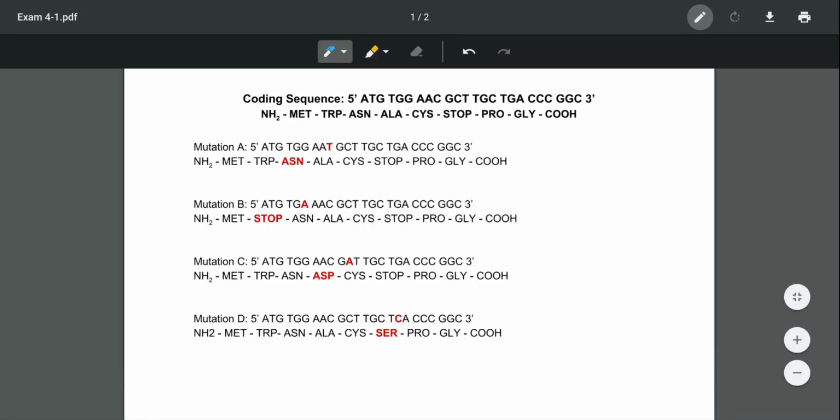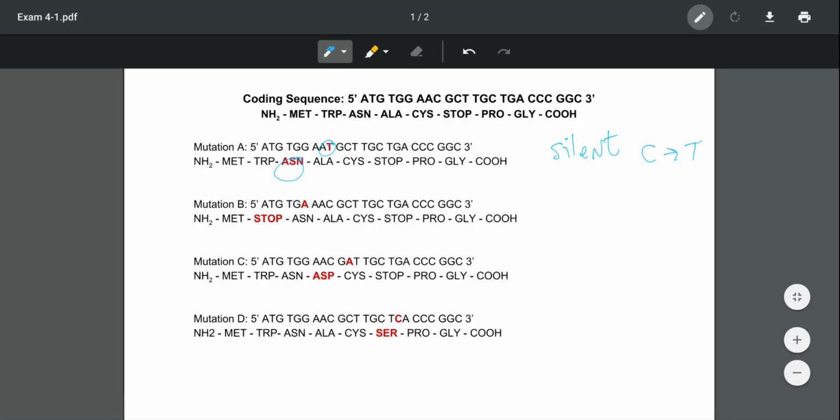So starting with mutation A, you're going to notice that we go from cytosine to thymine. Now, cytosine to thymine is what we're going to call a transition mutation. Looking at the amino acids, we go from asparagine to asparagine, which means it's going to be the same amino acid. In terms of our train, we're going to have the same boxcars and freight, so the train is going to have the same purpose. Since it's the same amino acid, this is going to be what we call a silent point mutation.